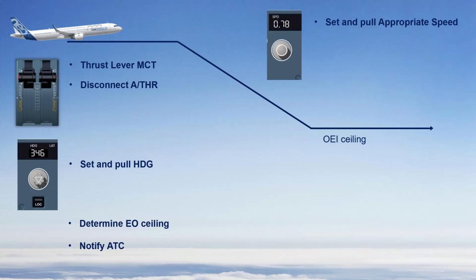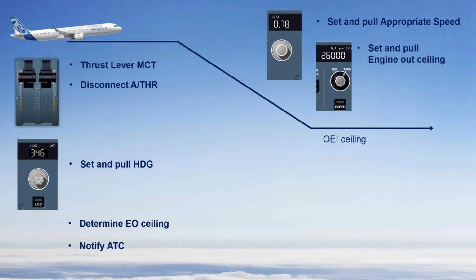On the flight control unit, set and pull the appropriate speed. Set and pull the engine out ceiling corresponding to the descent strategy. It is important to recall here that the speed must remain above the green dot. If following an engine failure the speed rapidly decays to green dot, the crew must give priority to the initiation of the descent.